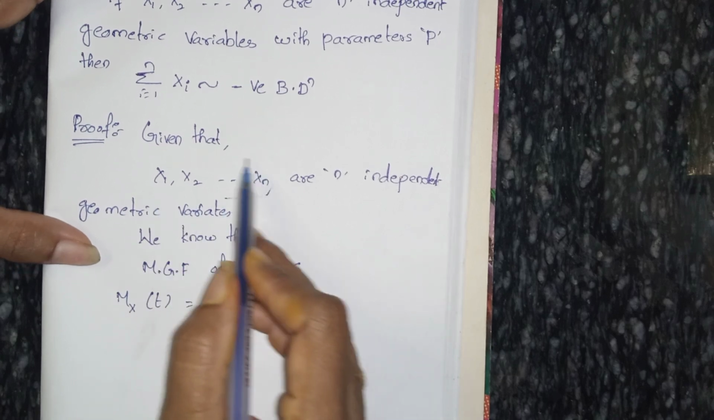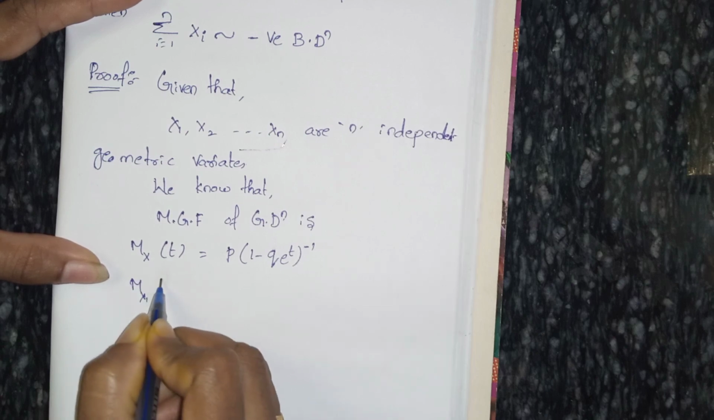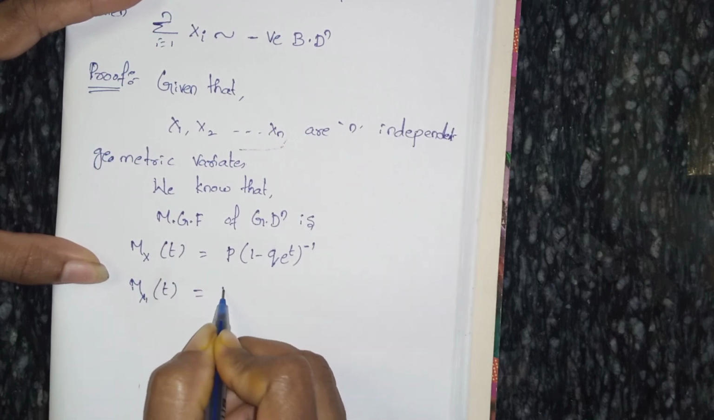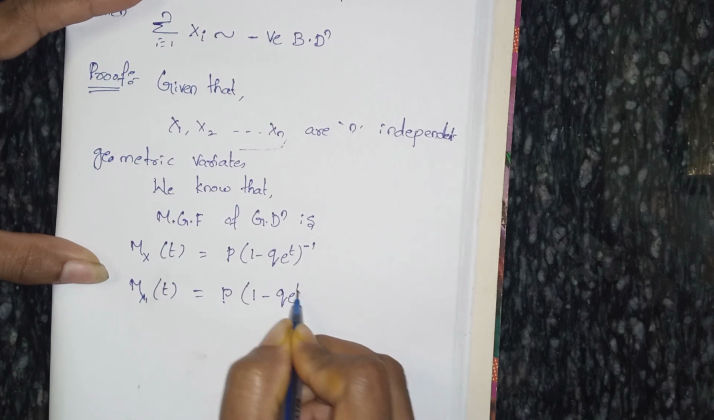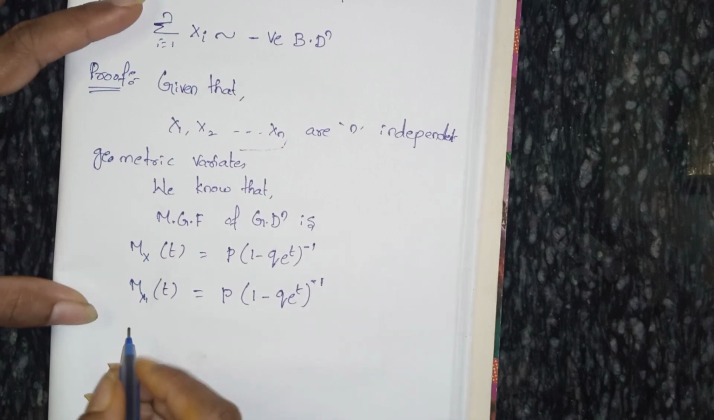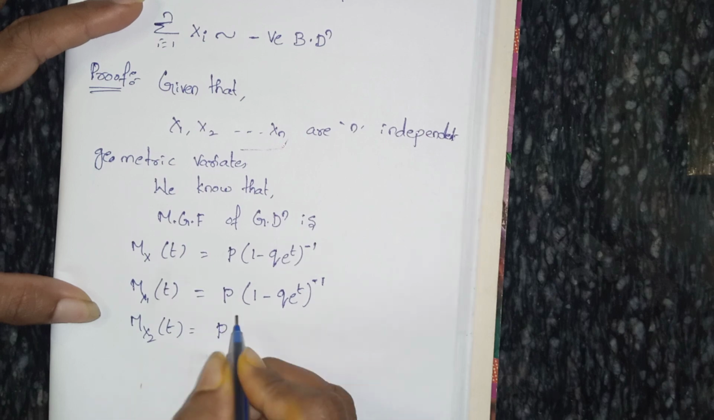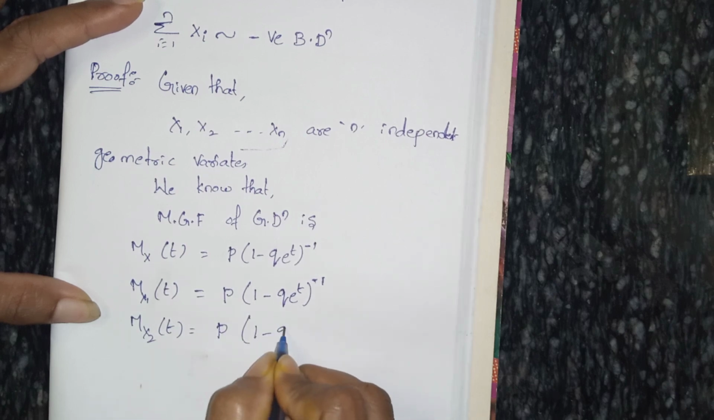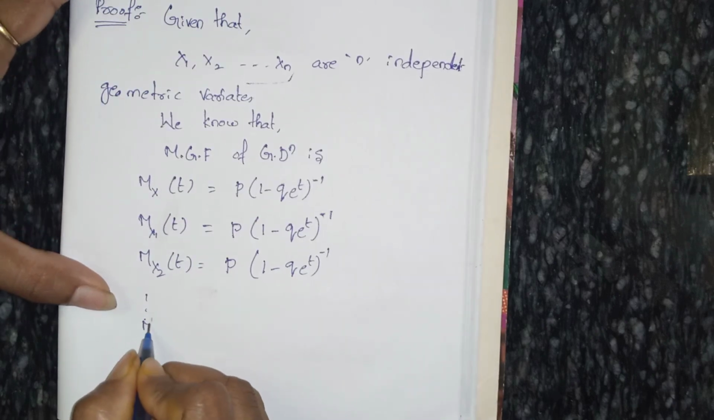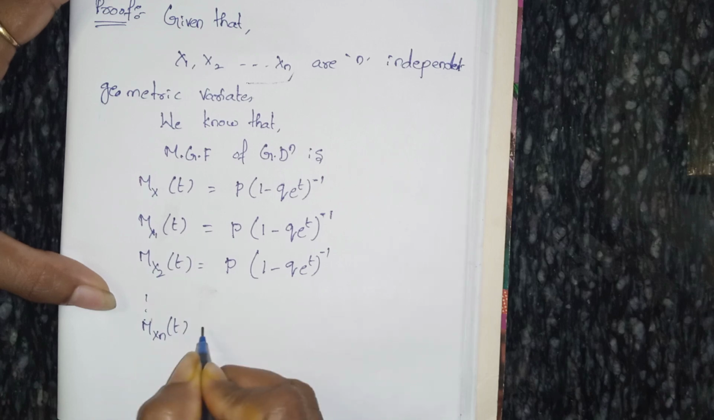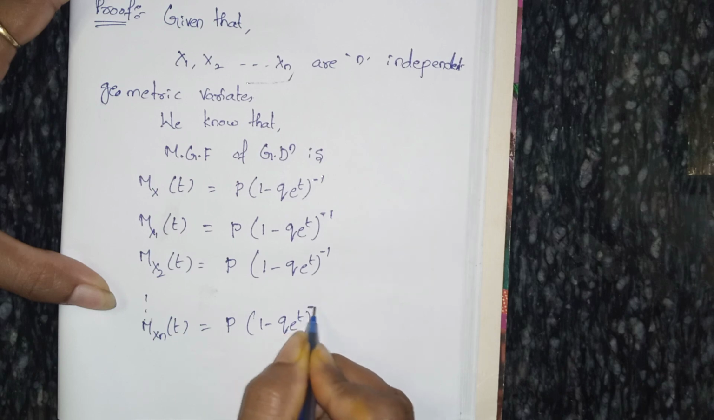But here we considered n independent random variables. So Mx1(t) equals p into (1 minus q e^t) whole power minus 1, and Mx2(t) equals p into (1 minus q e^t) whole power minus 1, and so on. Mxn(t) equals p into (1 minus q e^t) whole power minus 1.